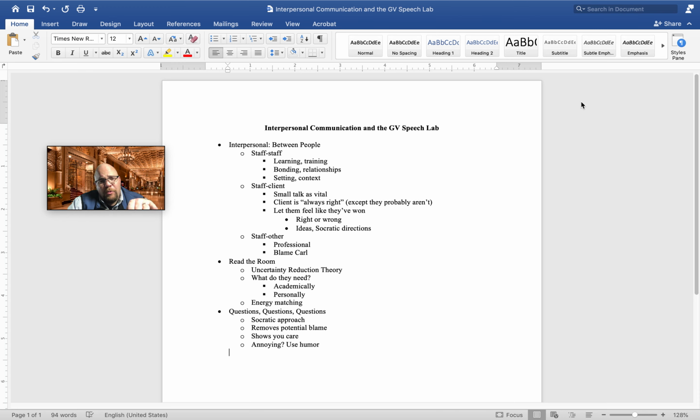Now, onward with reading the room, there's a couple ideas out there that I just want to bring up briefly. And the first is uncertainty reduction theory. This is from a guy named Charles Berger in the 70s. And it basically says that the more communication there is, the less uncertainty there is. So there's a negative relationship between communication and uncertainty. As one goes up, the other goes down.